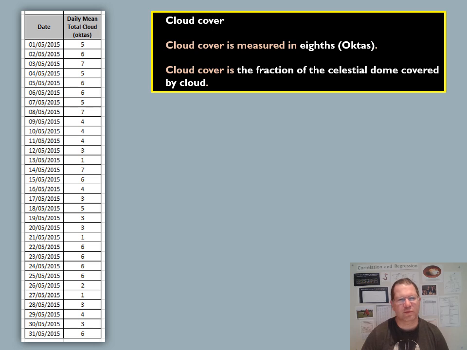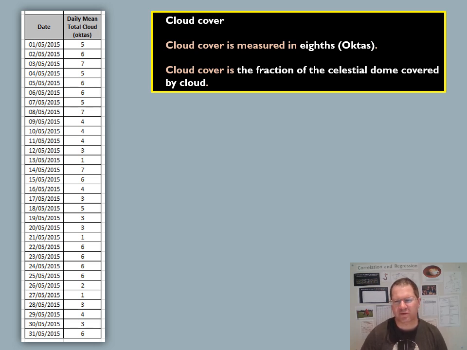So far, all the numerical data we've seen has been continuous. So although it's been rounded, it has been based on continuous data. Cloud cover is discrete. It's measured in eighths or octas. Obviously, octagon, well, October does come from the number 8, however confusing that might be. And cloud cover is the fraction of the celestial dome covered by cloud. So there are 9 possibilities, 0 to 8.